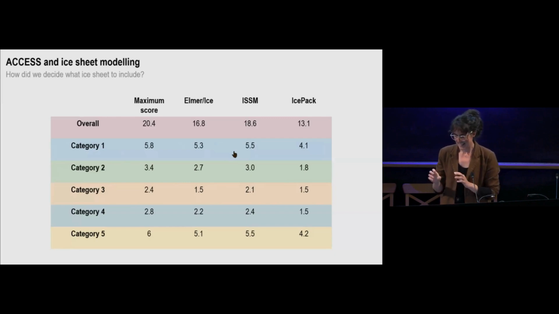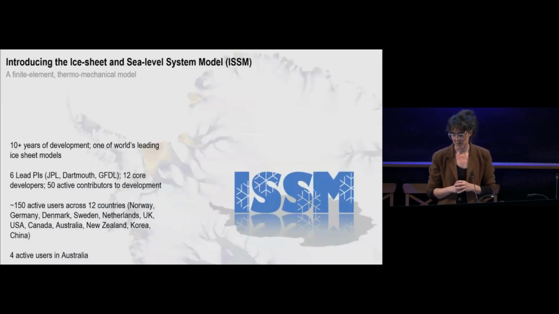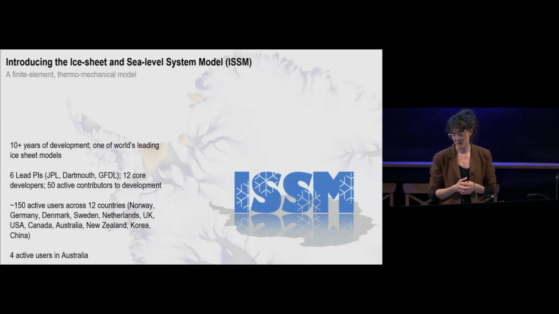is very cool. We didn't see that there was enough of a difference really between ELMA, ICE and ISSM in this community assessment evaluation to be able to clearly say one of those was a winner. So we had to look in a bit more detail at the differences between the 2 models. And so in the expert panel meeting, we looked at these selection criteria where there were key differences between the 2 and made an evaluation based on this. And ultimately, it was ISSM that was recommended to be included within ACCESS.